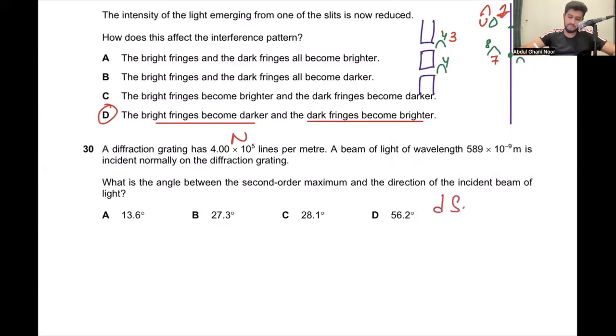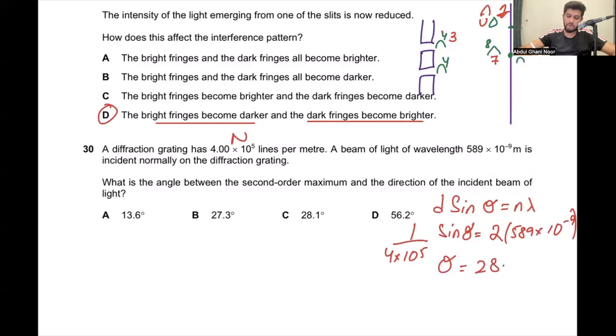The formula is d sine theta equals n lambda. d is 1 upon 4 into 10 to the power 5, sine theta equals second order, n is 2. Wavelength is 589 into 10 to the power minus 9. And that gives you the value for theta as 28.11, hence 28.1 degrees.